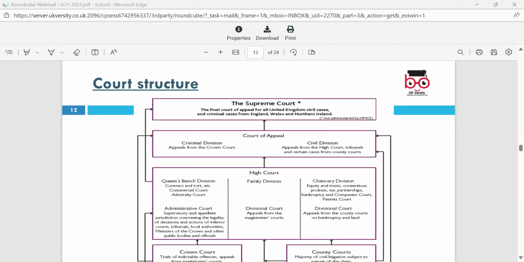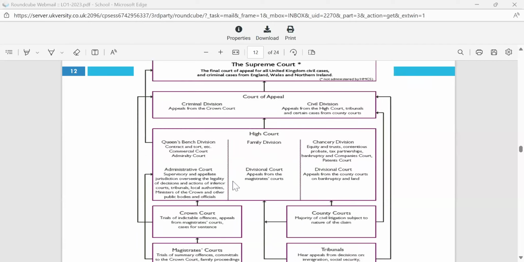Then we have the Court of Appeal. They hear appeals from the High Court, Crown Court, and certain lower courts. They have a criminal division and a civil division. We have the High Court underneath that, which deals with complex cases and civil claims as a court of first instance. It's divided into 3 divisions: the Queen's Bench division, the Chancery division, and the Family division.